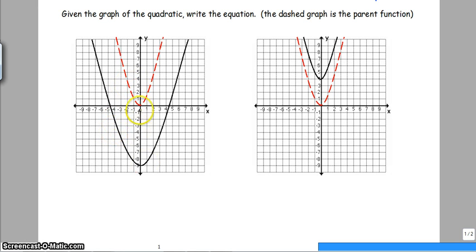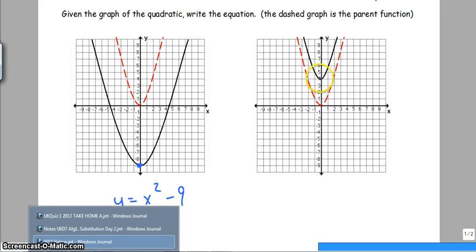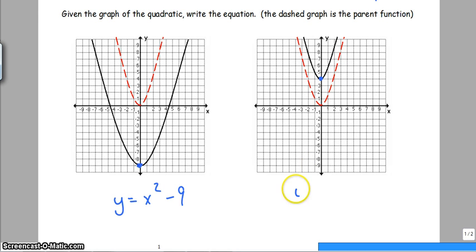All I've done is move that vertex from the origin to -9. So I take my parent function, y equals x squared, and subtract 9, because that's where the new vertex is. And the second one, my new vertex is at 4. So I take my parent function, y equals x squared, it's at positive 4, so I add 4.